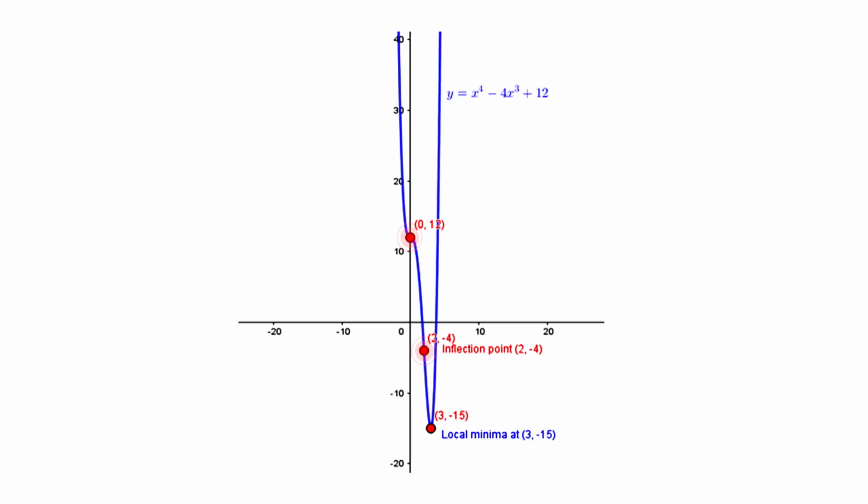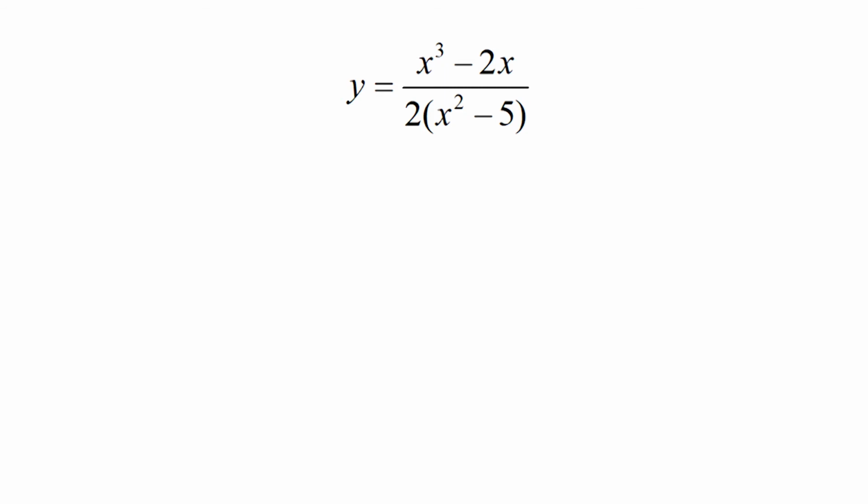Thus, it is assured that x is equal to 0, 2 are points of inflection. This completes the task of sketching y is equal to x power 4 minus 4x cube plus 12. Let us now sketch the graph of the rational function y is equal to x cube minus 2x whole divided by 2 times x square minus 5.